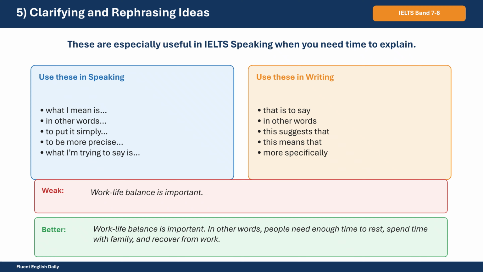In formal writing, you may use: that is to say, in other words, this suggests that, this means that, or, more specifically. Consider this simple statement: "Work-life balance is important." We can clarify it by saying, "Work-life balance is important. In other words, people need enough time to rest, spend time with their families, and recover from work." The second sentence explains exactly what the speaker means.